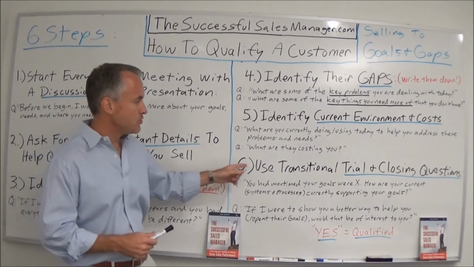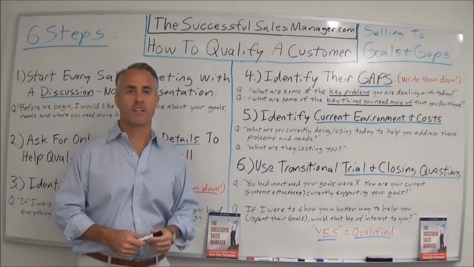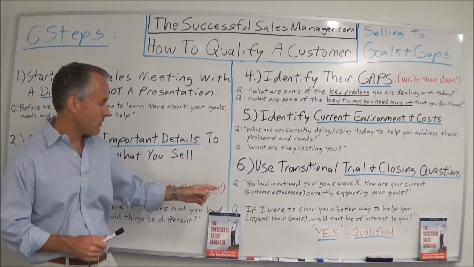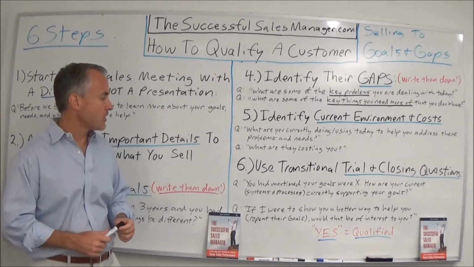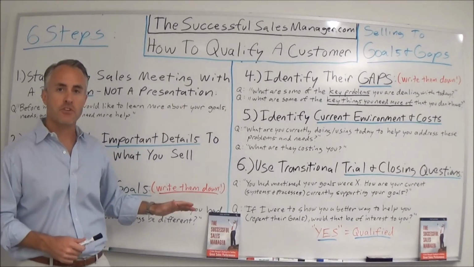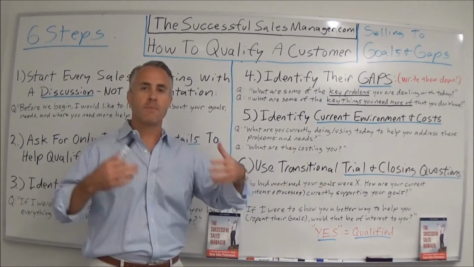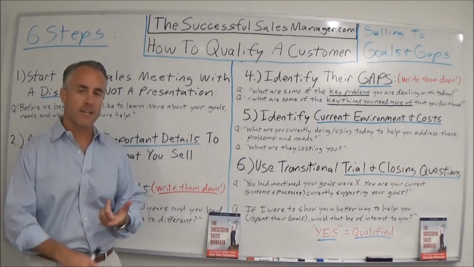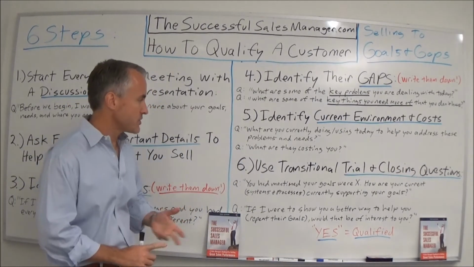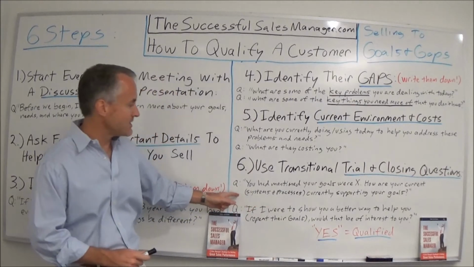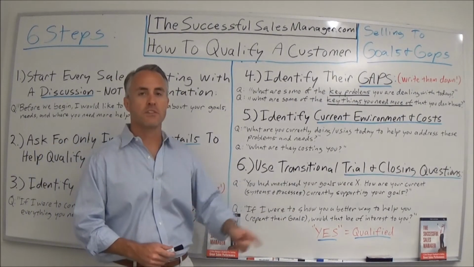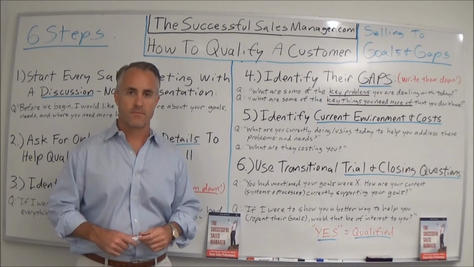And number 6, use transitional trial and closing questions. So, the first question you can ask your client is, now that you have all the information you need, if you had mentioned that your goals were X, the goals might be anything that you've identified, growing clients, growing revenues, things of that nature. How are your current systems and processes currently supporting those goals?